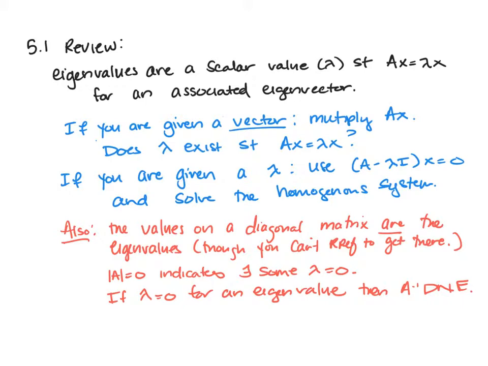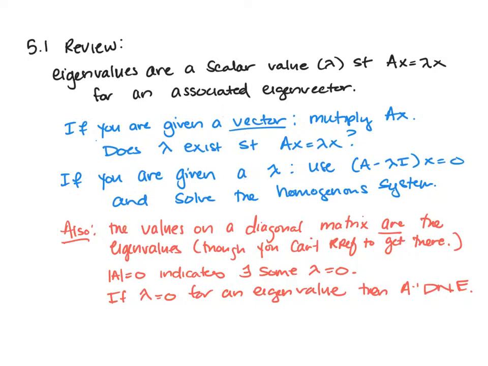So the values on a diagonal matrix are the eigenvalues, but you can't use REF to get there. We talked about that: with a diagonal matrix, you can see what the eigenvalues are, but to get there, it's not as simple as doing REF or even just reduced echelon form. You have to factor it using something called an LU factorization or a diagonalization of the matrix. So it is possible, but it's nothing we've learned how to do. The main thing I need you to know is that you can't do RREF or REF to get the eigenvalues. And if the determinant equals 0, then it indicates that one of the lambdas must be 0.